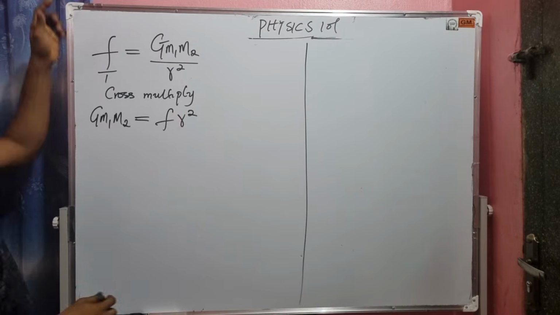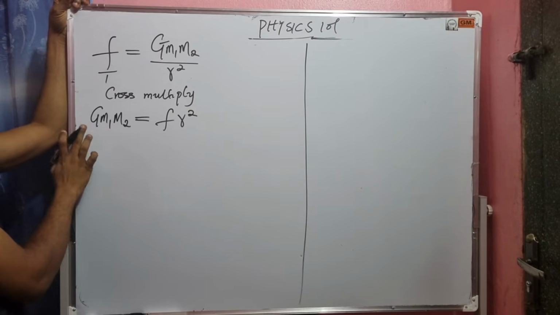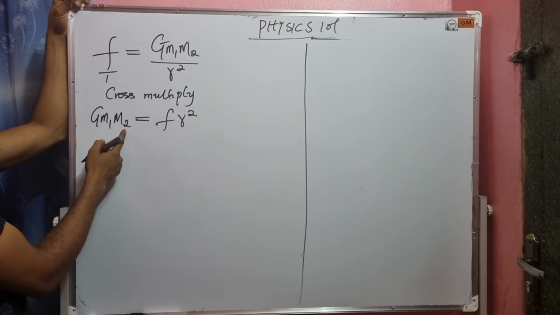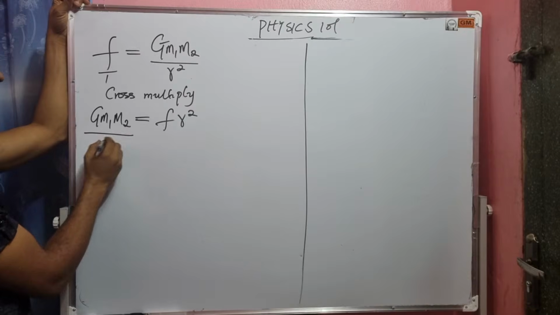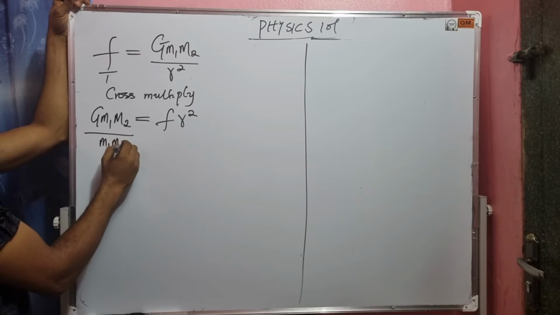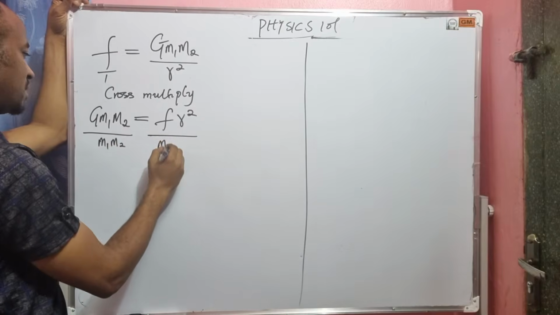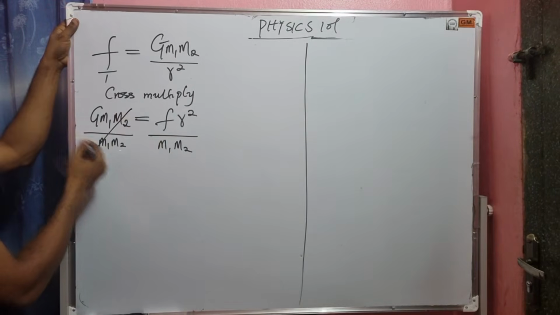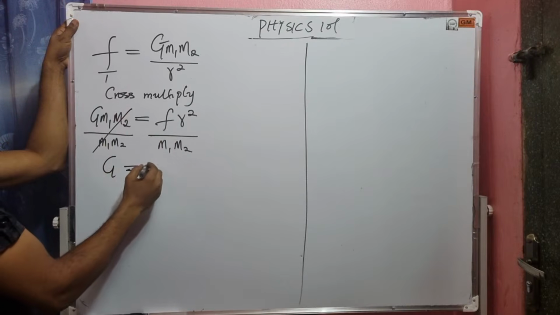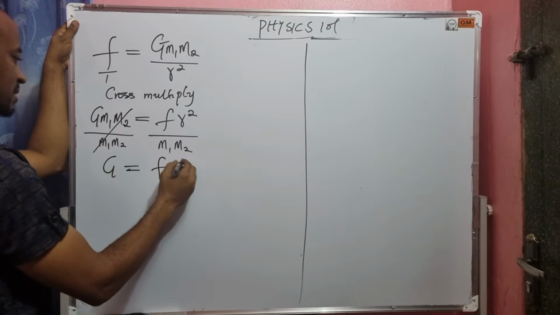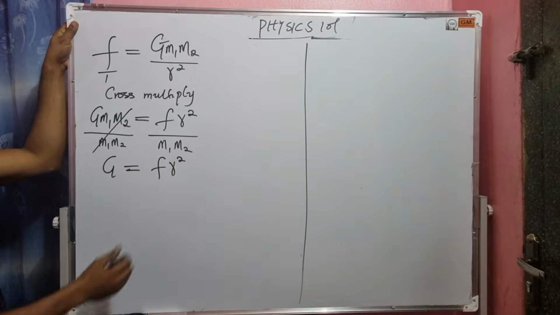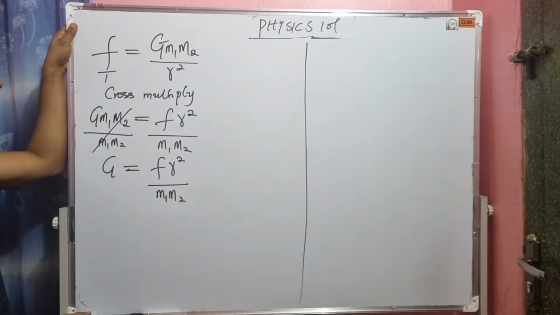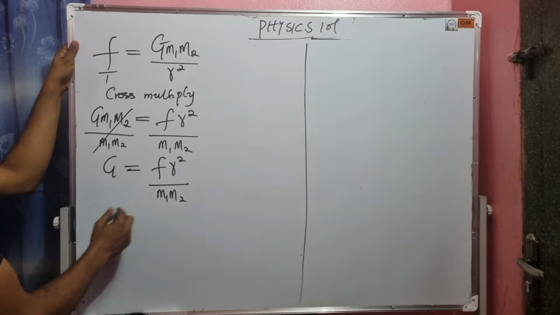The next is, since I want to make my G the subject of the formula, I will look for a means to eliminate m1 and m2 by dividing both sides by m1 m2, right? So this can go with this. We are left with our G equals force times square of our radius divided by m1 m2. Now the next is to find the dimension of each of these.